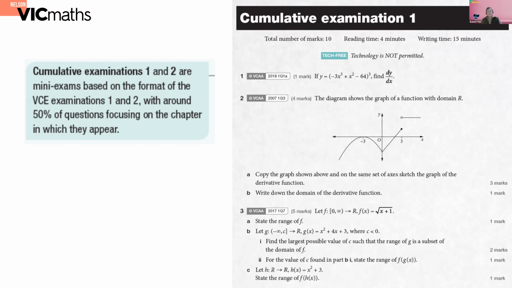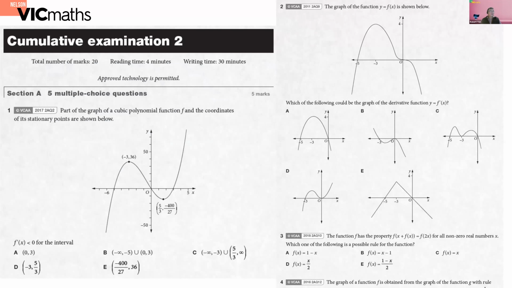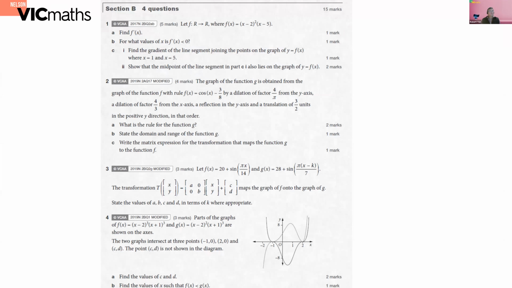With a cumulative exam, 50% of the questions are on the current chapter, but the other 50% are on skills from previous chapters. So with our style of textbook, when you get to the end of a chapter, you're not only revising the current chapter, but also previous work. Okay, let's have a look at exam 2. We've got section A with the multiple choice questions, and then section B, on the next page, is the short answer questions. Here we've got 4 questions worth a total of 15 marks.